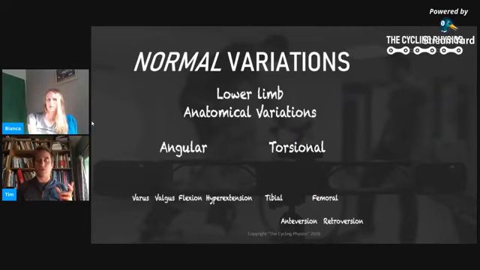So I touched on this a second ago, but we have normal, emphasis on that normal, variations. And if we're thinking about purely the lower limb here, we can break this down into angular and torsional. So on the angular side, you can have varus or valgus, so either kind of bow-legged or knock-kneed. You can have flexion, so maybe the knees don't fully straighten, or hyperextension, they can over-straighten, almost bend backwards on them.